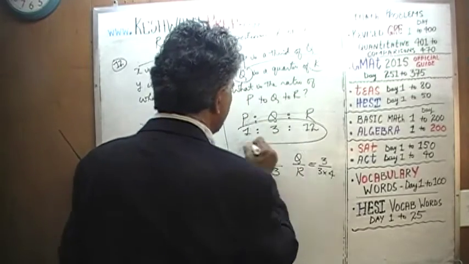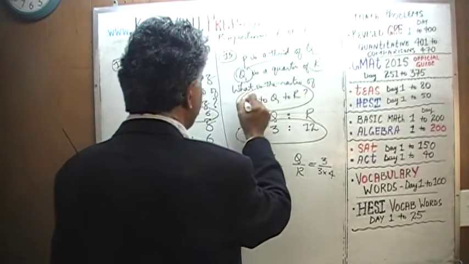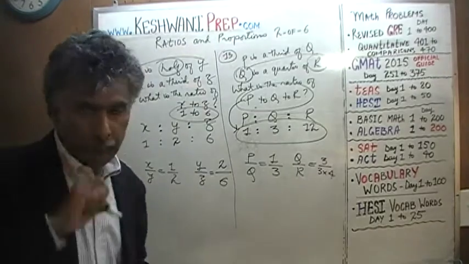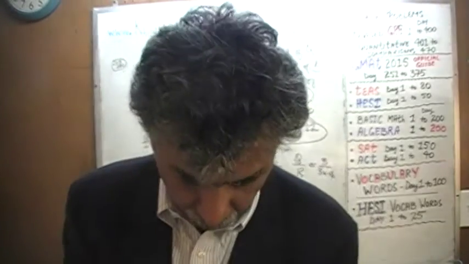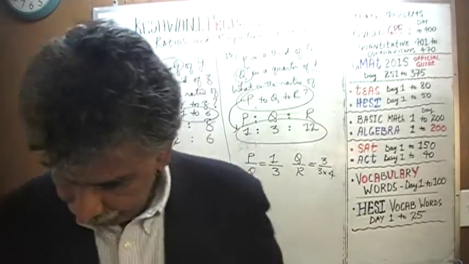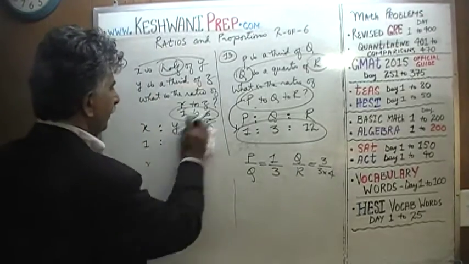Question was, what's the ratio of P to Q to R? The answer is, the ratio of P to Q to R is 1 to 3 to 12. Let's move on, shall we? Number 14.